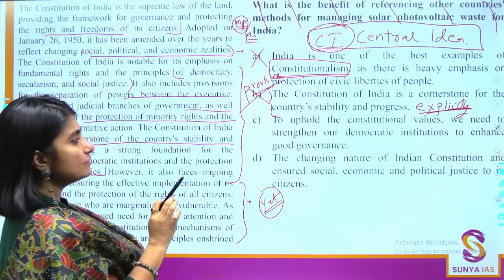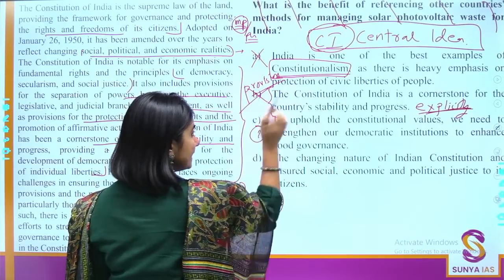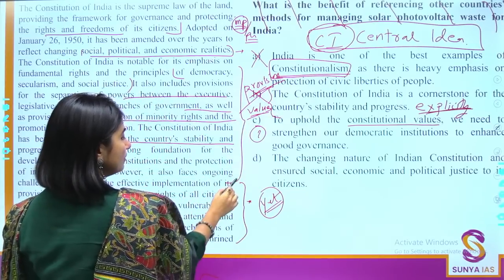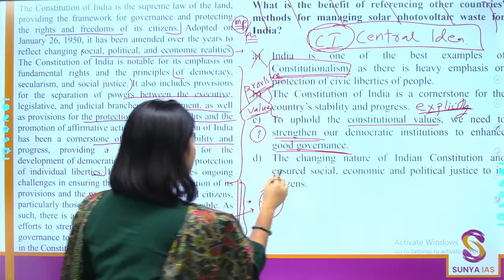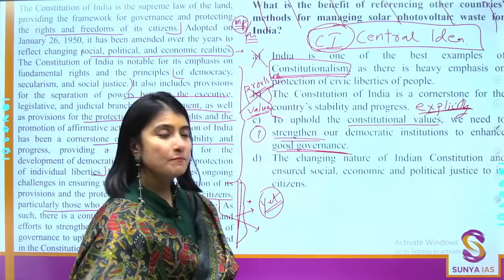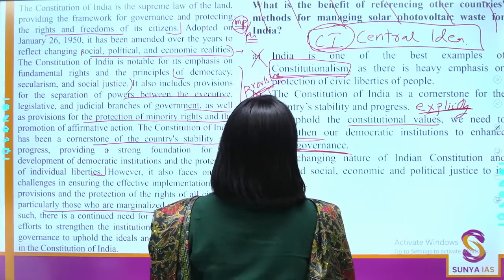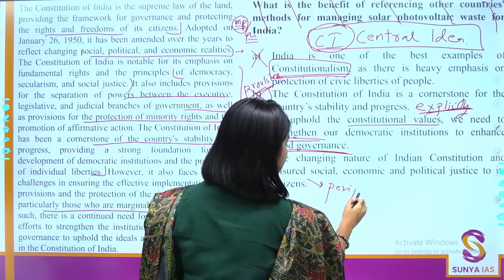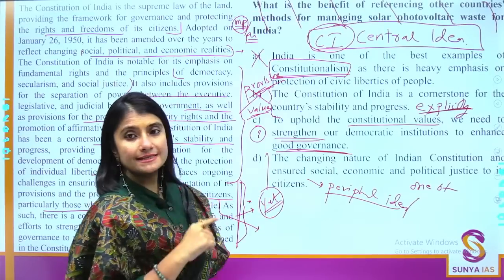To uphold the constitutional values, we need to strengthen our democratic institutions to enhance good governance. Let us put a question mark, because yes, we are talking about constitutional values. What are these provisions? Values. What are we talking about here that we have yet to implement it? So it means that yes, we have to strengthen to enhance good governance. Why good governance? Because here we are talking about the rights of the marginalized. We are talking about good governance implicitly. Question mark. The changing nature of Indian Constitution and ensured social, economic and political justice to citizens. What is this? Again, a peripheral idea. One of the ideas. So what is our answer here? Our answer here is going to be C.